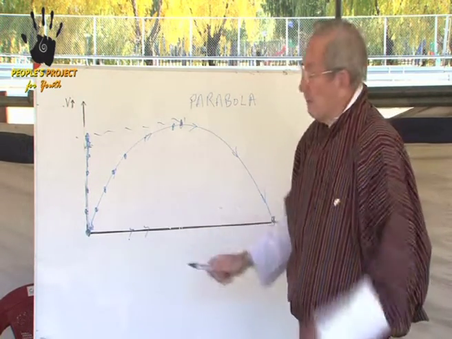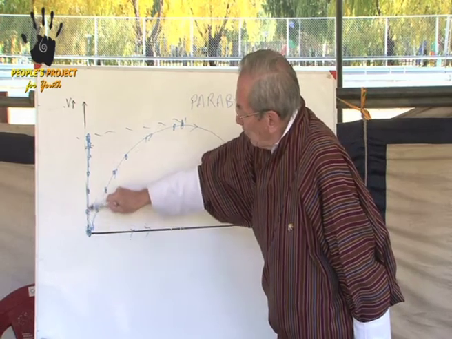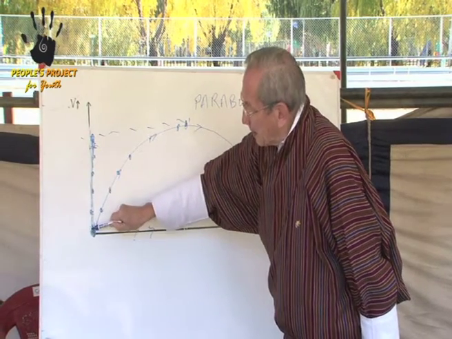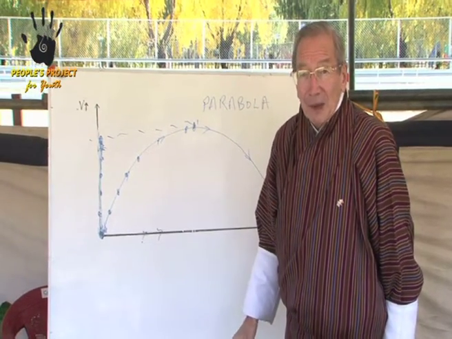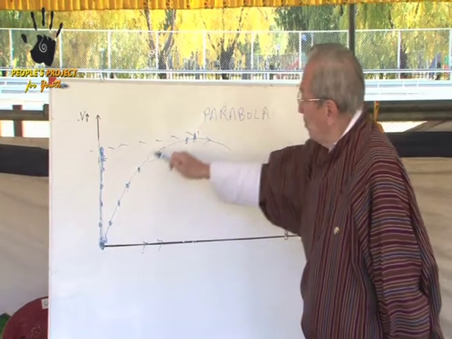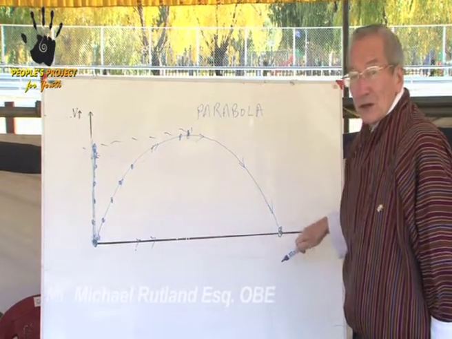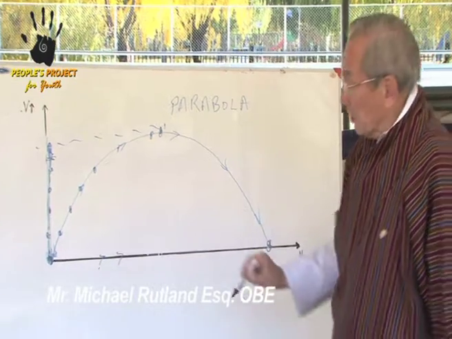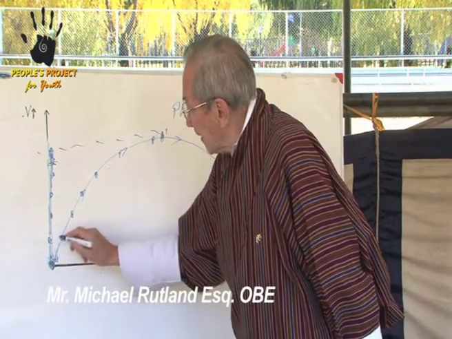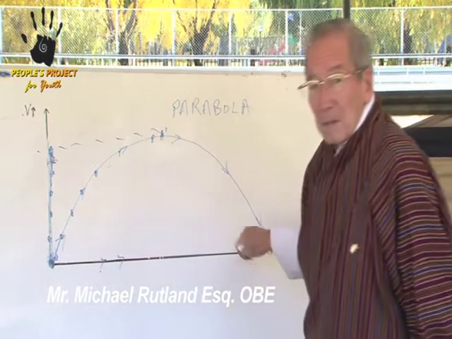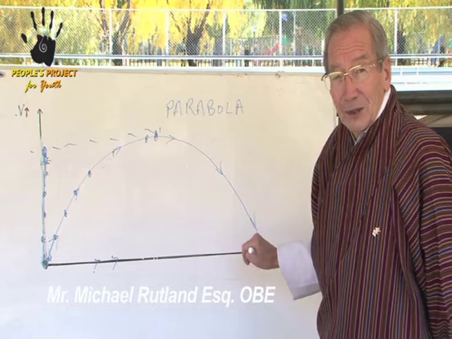I'll repeat that. The time taken for the ball to go up and down like that is exactly the same as the time taken for this ball to go up and down like that. But this has travelled a horizontal distance because this had a horizontal movement given to it.